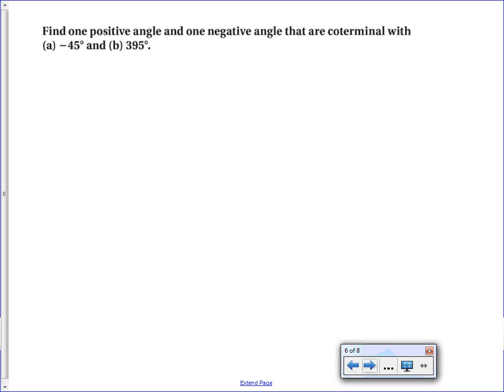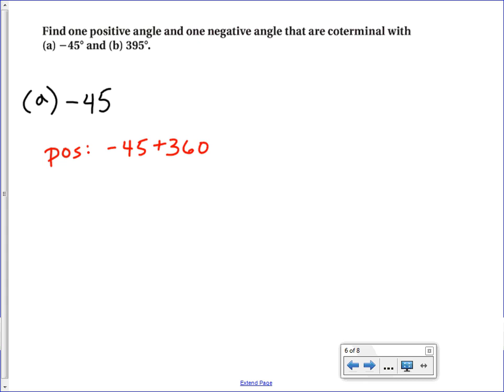So if it's asking me for one positive angle and one negative angle that's coterminal with the given measurement, let's do example A first. In example A, I'm given a negative 45-degree angle and asked to find a positive coterminal angle with that. So to find my positive one, I'm going to add 360 degrees to my starting point until I get to a positive angle. If you do negative 45 plus 360, you will get to a positive angle that's coterminal with negative 45 at 315 degrees.